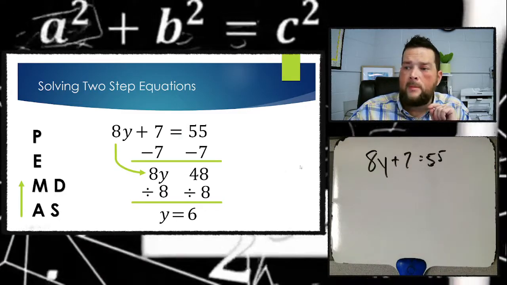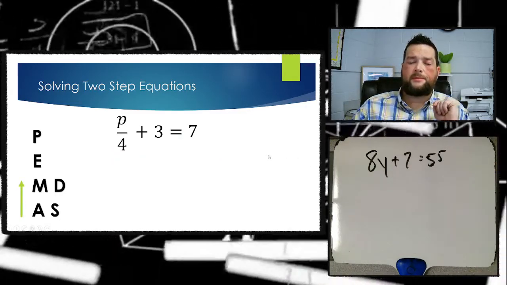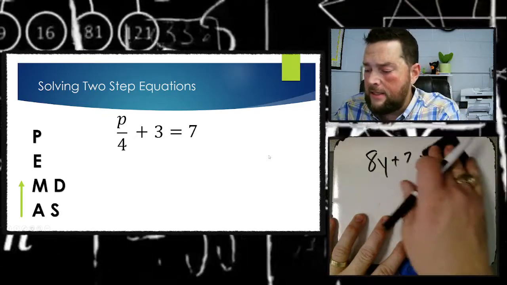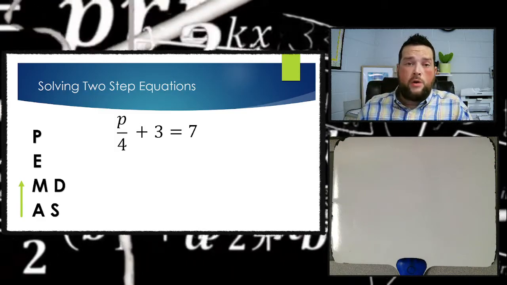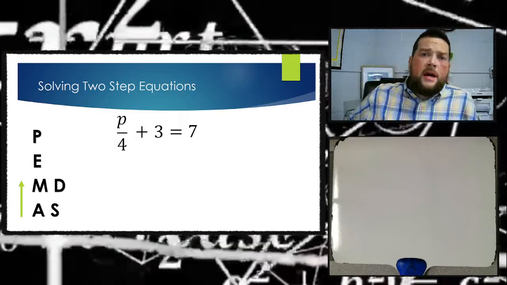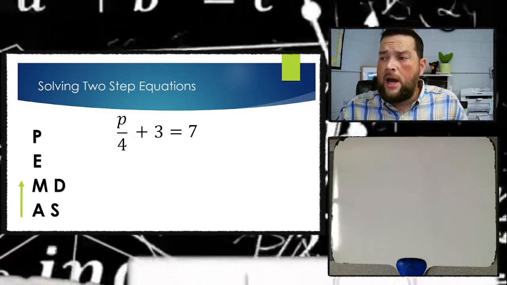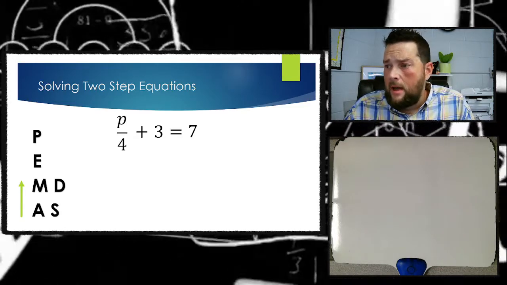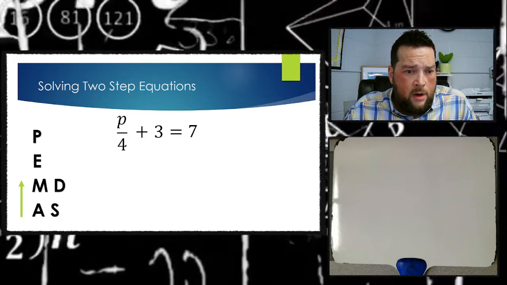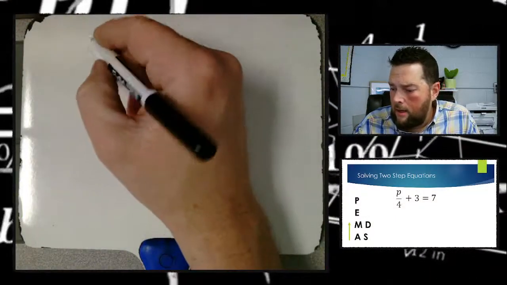All right, why don't you try the next one? This is saying p divided by 4 plus 3 equals 7. Go ahead and give it a shot. All right, pause the video, give it a shot, try it out yourself, and then come back to see if you were correct. Okay, this one right here, I want to put the document cam primary.